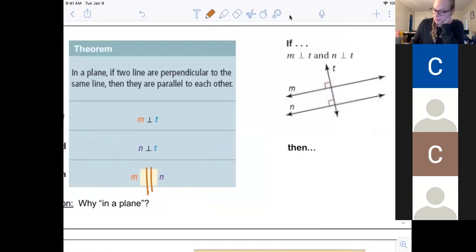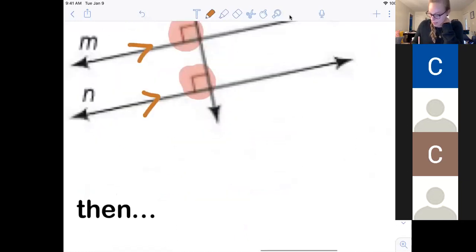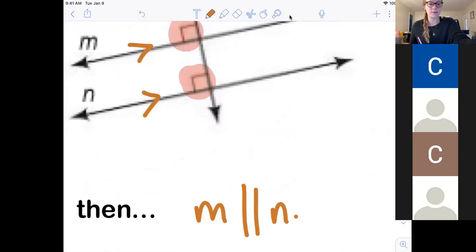If M is perpendicular to T, and N is perpendicular to T, they both have opposite reciprocal slopes to T, so that means that they are going to be parallel. They're going to have the same slope. So M is parallel to N. That's a common mistake.